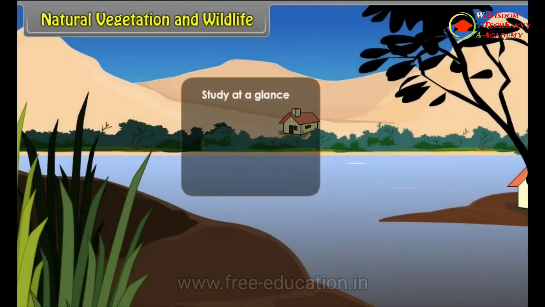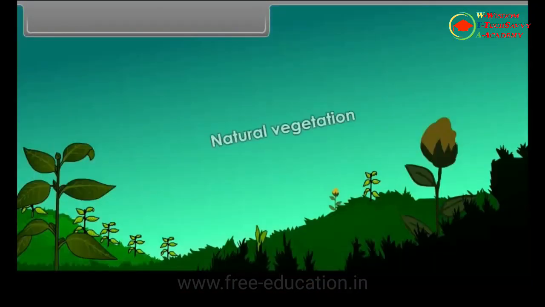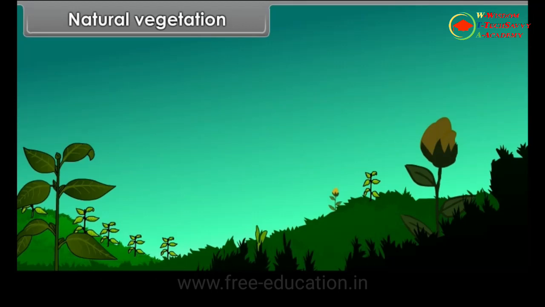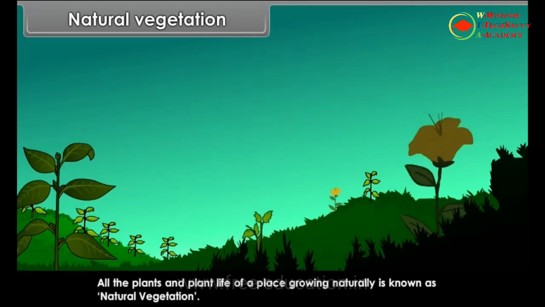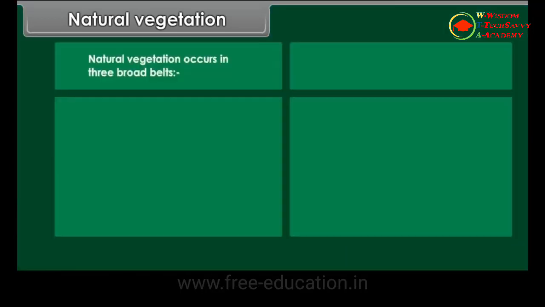Study at a glance: natural vegetation, forest vegetation, grassland vegetation, desert vegetation, tundra vegetation. Natural vegetation. All the plants and plant life of a place growing naturally is known as natural vegetation. Natural vegetation occurs in three broad belts: forests, grasslands, deserts.